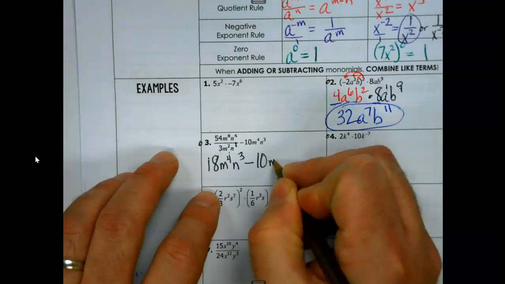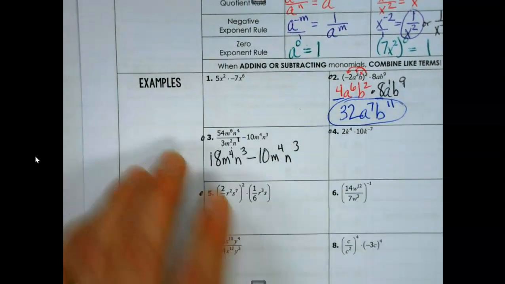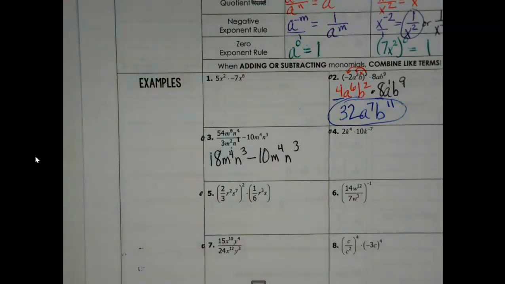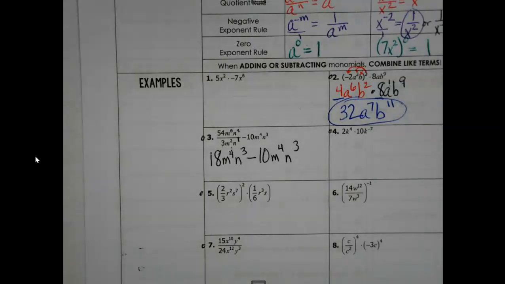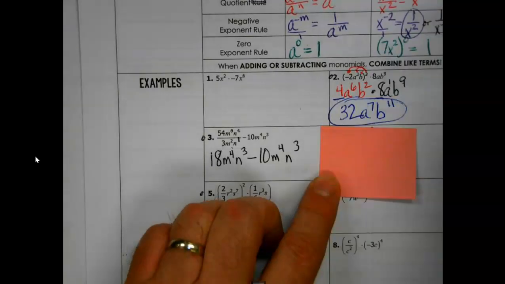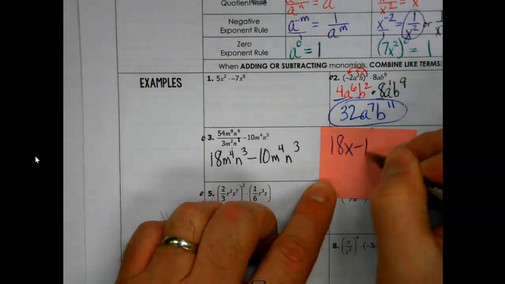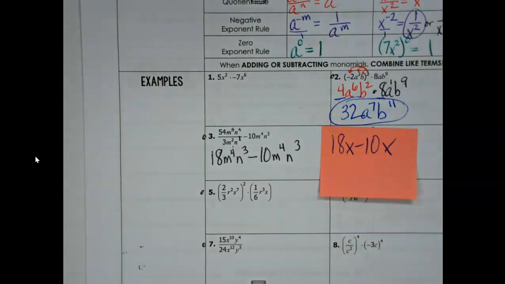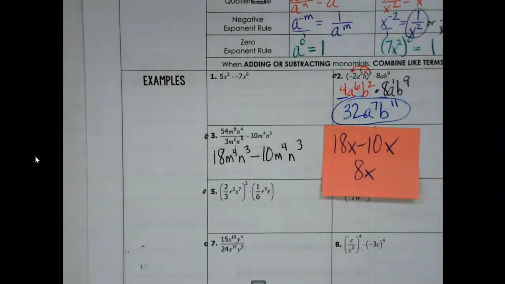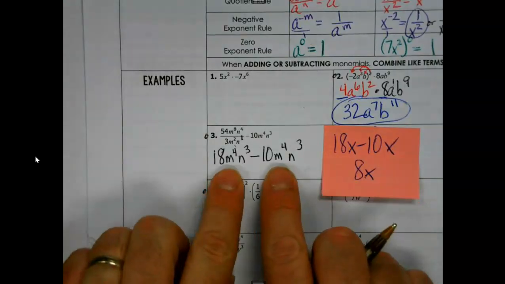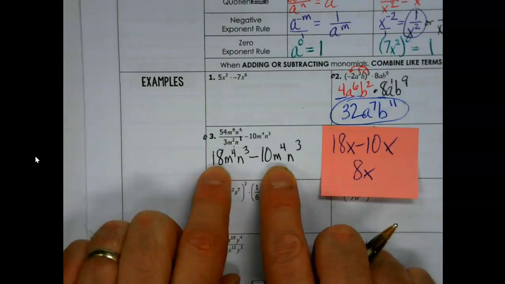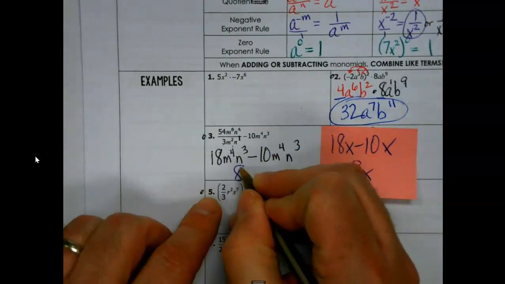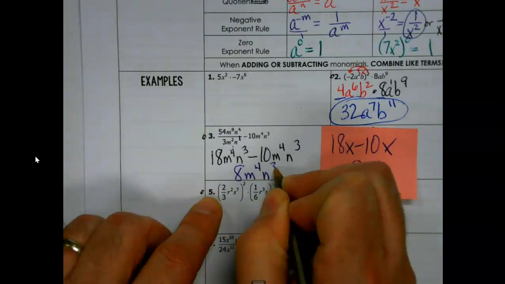Now, oh boy, Hardy, what the heck? What is that minus doing and how do I deal with it? It's a good question. And here's the answer. If I asked you what 18x minus 10x was, what would you tell me? 8x. This is the same idea. These are like terms because they both have m to the 4th and n to the 3rd. We're not adding exponents. We're not subtracting. They're just like terms. So 18 minus 10 is 8 m to the 4th, n to the 3rd.